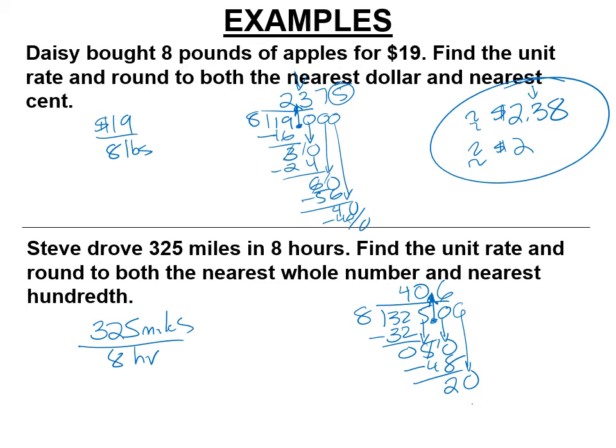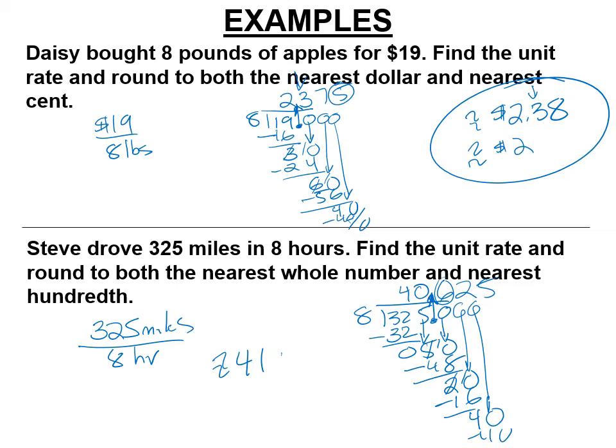I was right originally. 2 times 8 is 16. Remainder 4, bring down a 0. 8 into 40 goes exactly 5. So now we have to round that. So the nearest whole number, we're going to look at the 6. So this is 40 and some amount, but that's closer to 41 per hour.